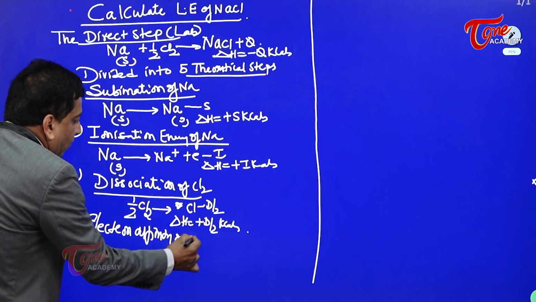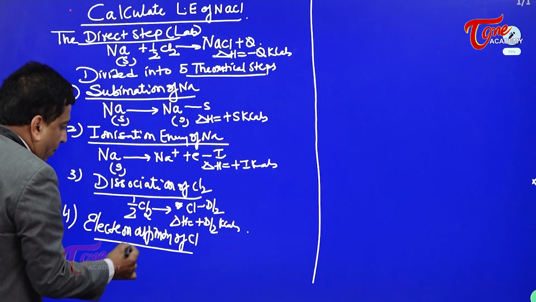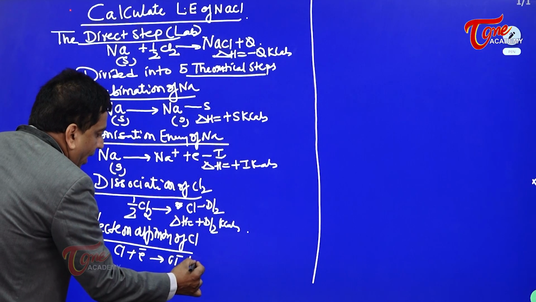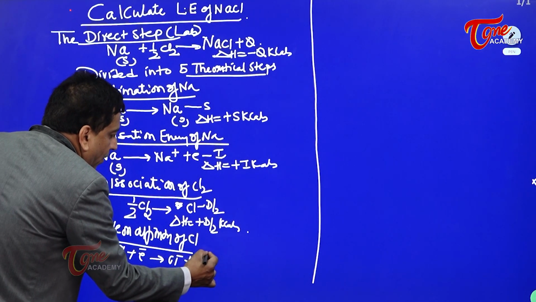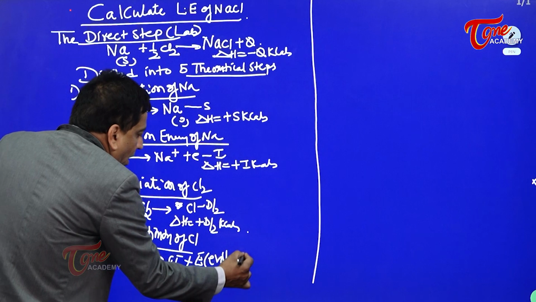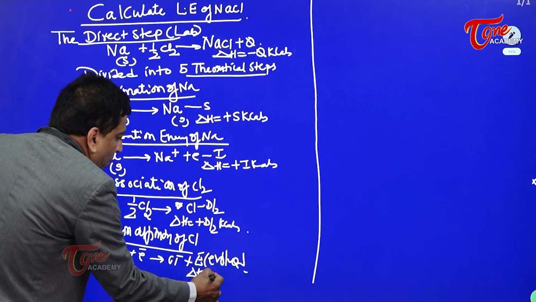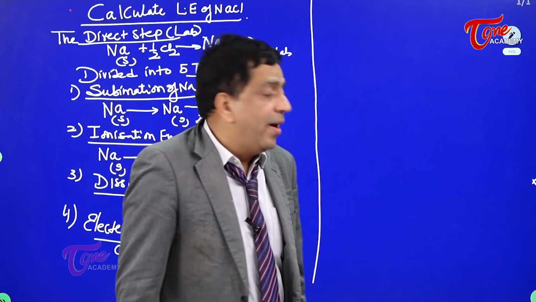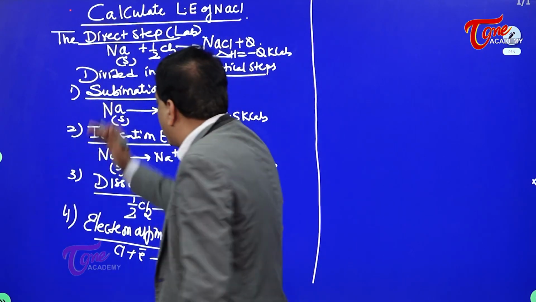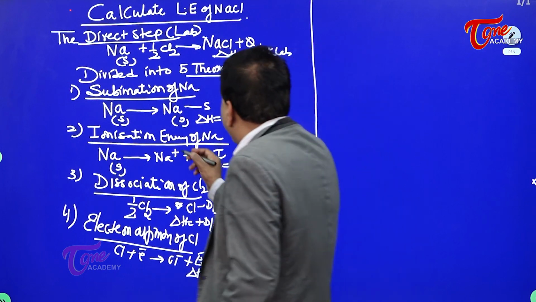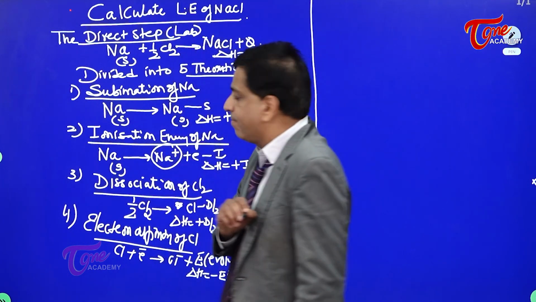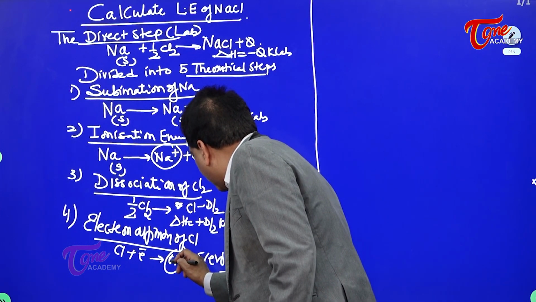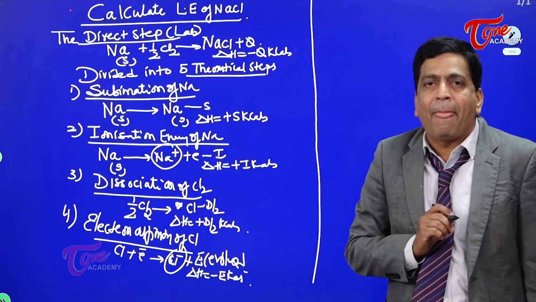And in step 4, I write the electron affinity of chlorine. This is the chlorine which you have prepared. So add an electron, you get Cl minus, and now the heat is evolved. So the delta H is minus E kilocalories. You must understand, right? Now look: in these 4 steps we have written, the sodium ion is ready, and the chloride ion is also ready, right?